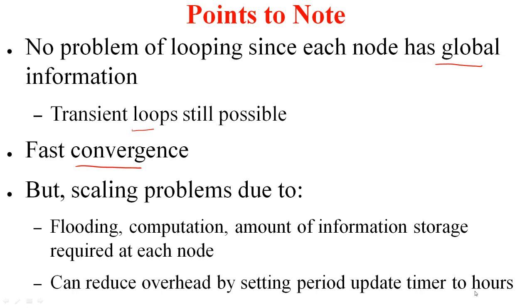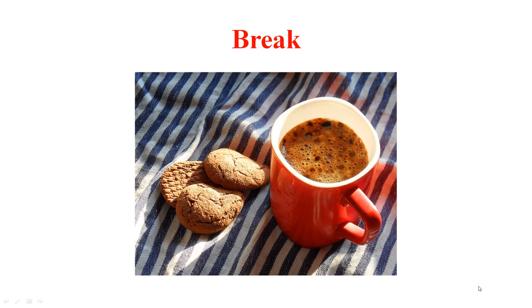However, link state suffers from scalability problems because you are flooding the entire network, and also the computation and the amount of information you have to store at each node is high because you have to maintain the entire graph information, which node has which neighbor, and so on and so forth. So this flooding can be handled to some extent by setting periodic timers to hours. And the information size is handled through the use of areas, which I will cover a bit later. Now is a good time for a break. Once you're back, we will cover a protocol called OSPF, which implements the link state algorithm.